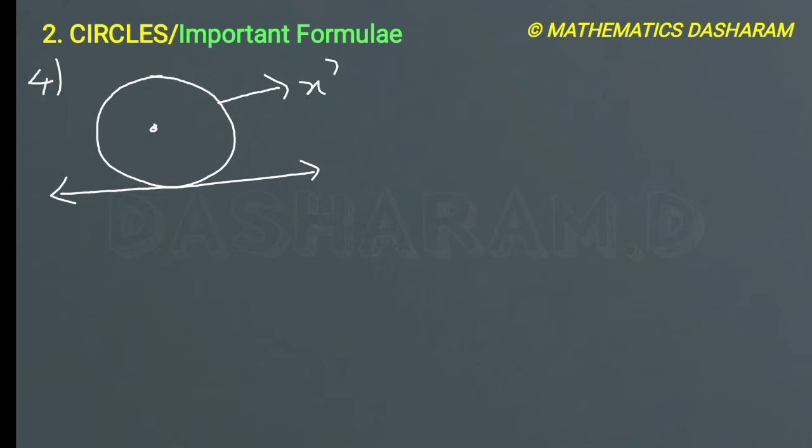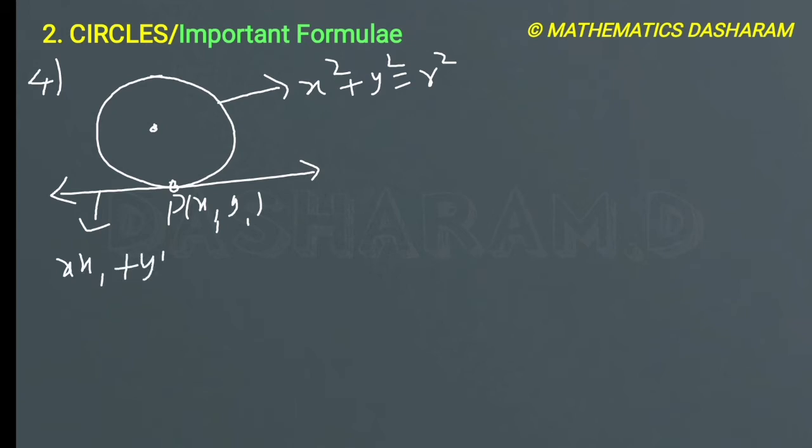The next formula is for a circle with the center at the origin and a tangent. Its equation will be x square plus y square equals r square. Let's take a point P on the circle, that is P(x1, y1). Then in this case the equation of the tangent is x into x1 plus y into y1 equals r square.